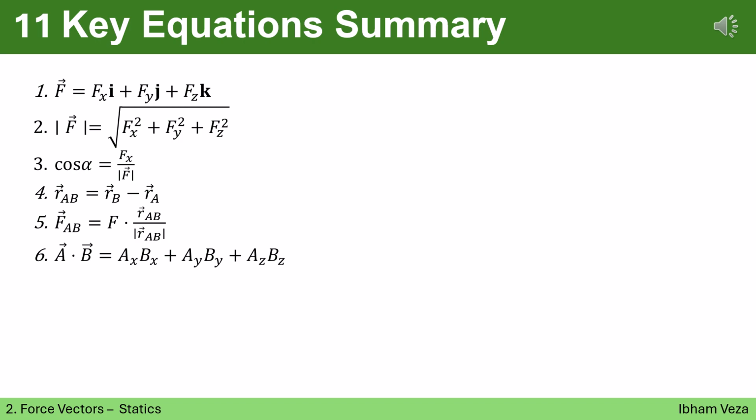Key equations summary. This slide summarizes the most important equations discussed in this lecture. These equations include force components, resultant force calculations, Cartesian vector representation, position vectors, unit vectors, and the dot product. Rather than memorizing every equation, focus on understanding what each equation represents and when it should be applied. Mastering these fundamental relationships will make solving engineering mechanics problems much easier.